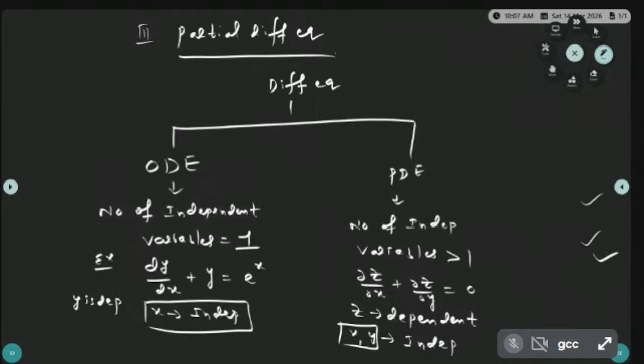Then only your life will be very better. Have you understood the difference between ODE and PDE? Yes or no? Yes.